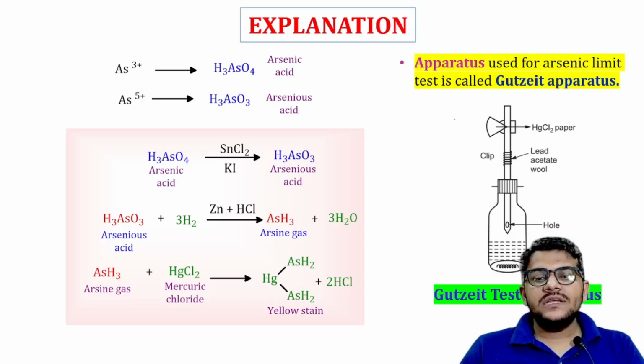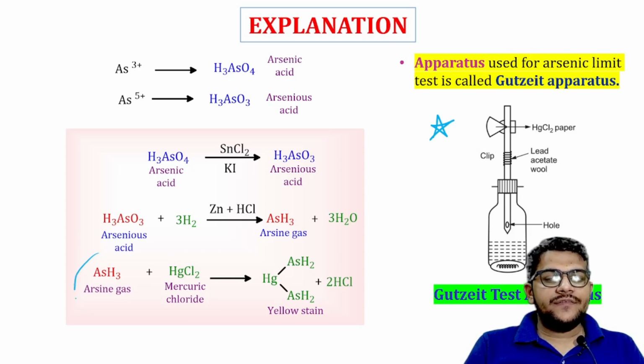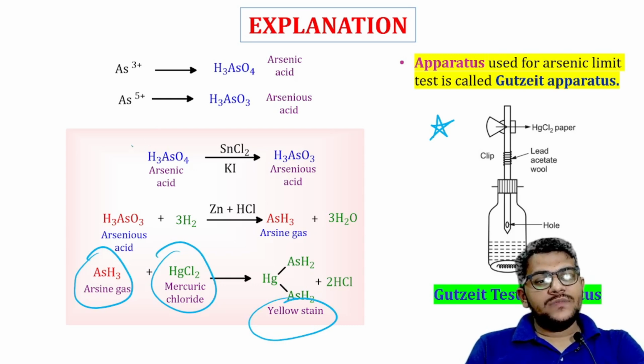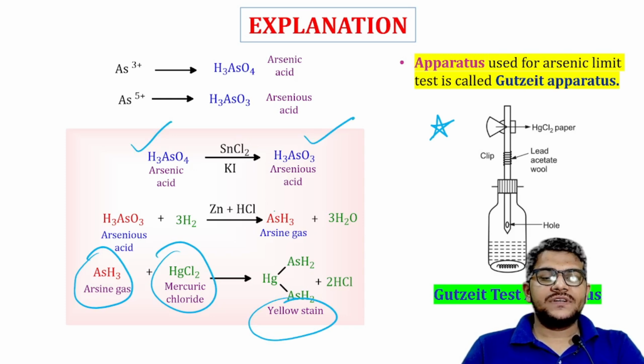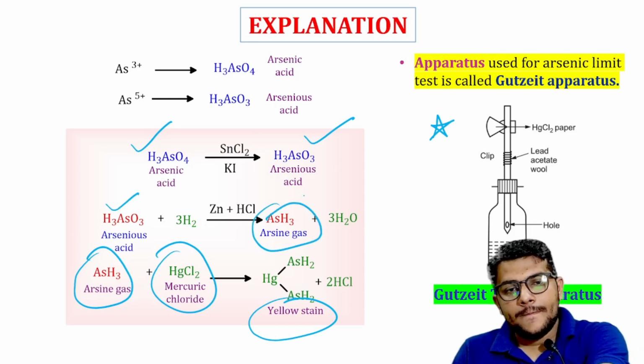You are able to see the diagrammatic representation of your Gutzeit test apparatus, and that's why our limit test of arsenic is also known as the Gutzeit test. And as I told you, it is a reaction between the arsine gas and mercuric chloride paper, and there is a formation of yellow stain. The reaction starts from arsenic acid in presence of stannous chloride, and arsenious acid is further formed. Then arsenious acid reacts with 3H2O, and then arsine gas is formed.